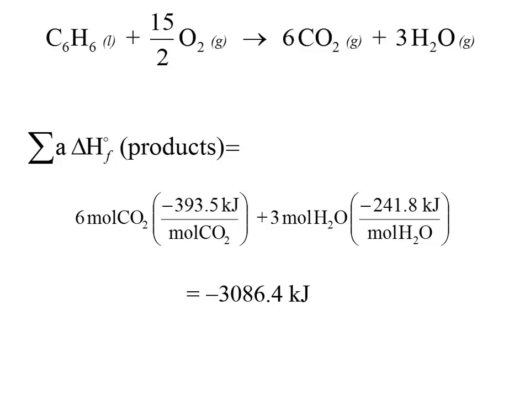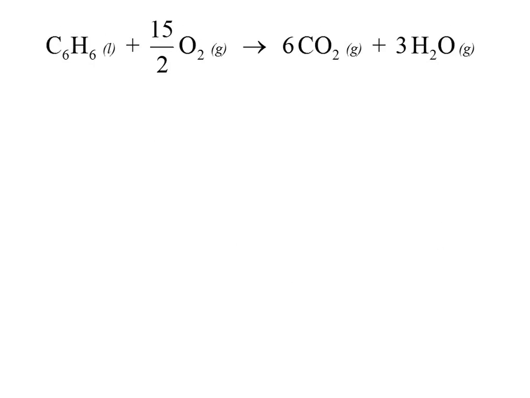So we're allowed 1 decimal in our answer. So adding those together, we get a negative 3,086.4 kilojoules of energy. So that is my product side. And then I usually maybe draw a line or leave that as its own little paragraph. And now I'm going to turn my attention to the reactant side.